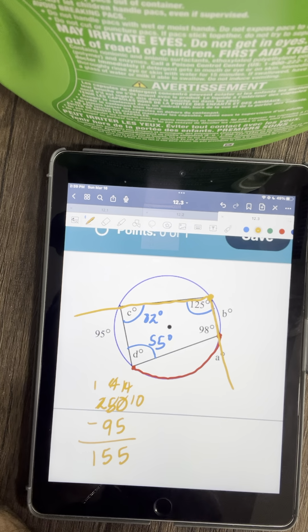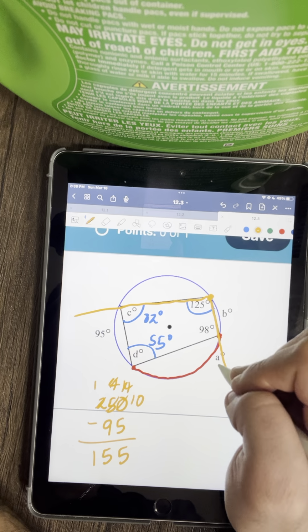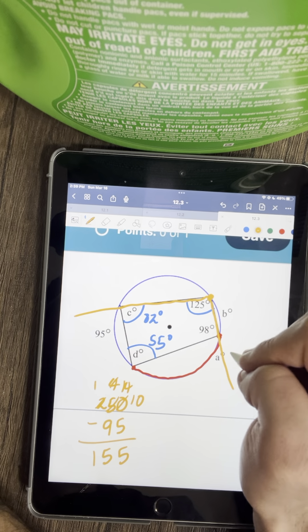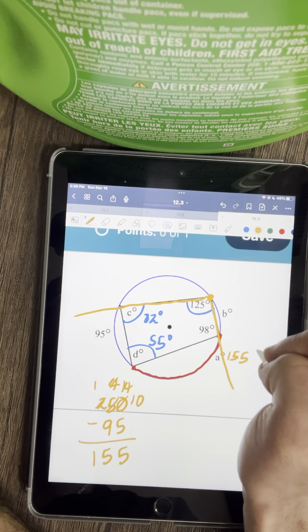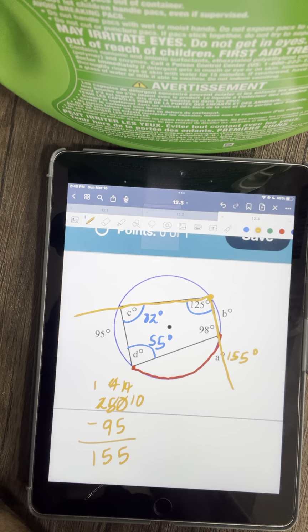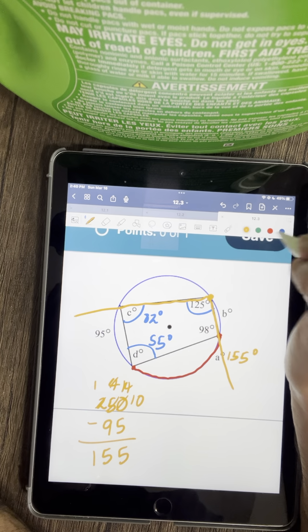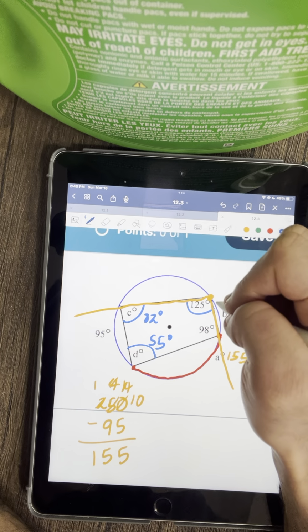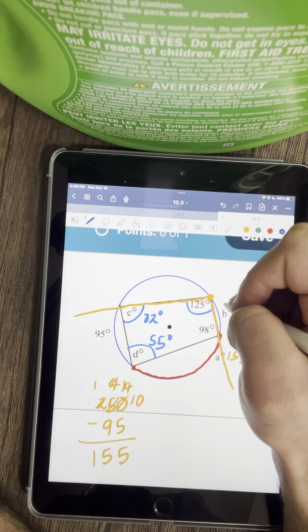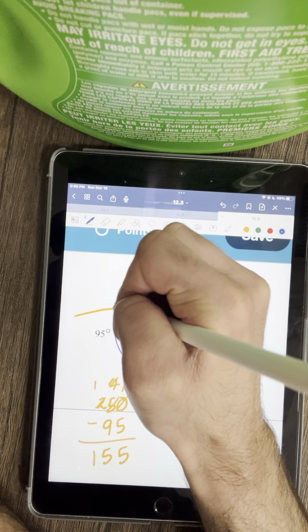So 155. So my A is 155 degrees. Now, what about my B? Okay, well, my B, let's do purple. In order to find my arc B, I can use this angle right here, this inscribed angle, right?